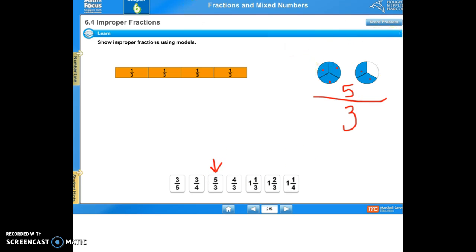I can also, if I want to write it as a mixed number, I see that this is 1 whole, and over here I have 2/3. These fractions are equivalent. This one is called a mixed number. This is called an improper fraction.